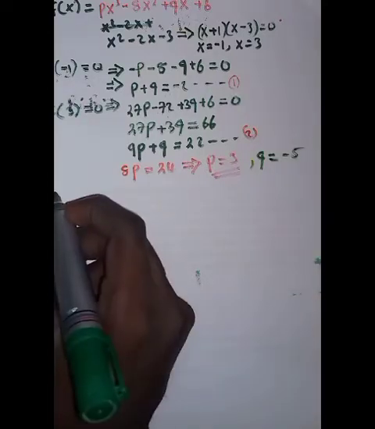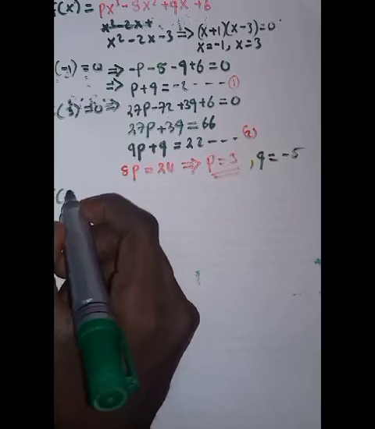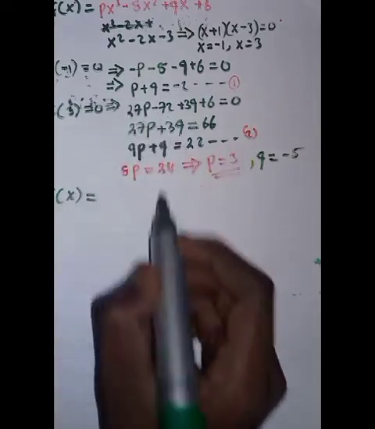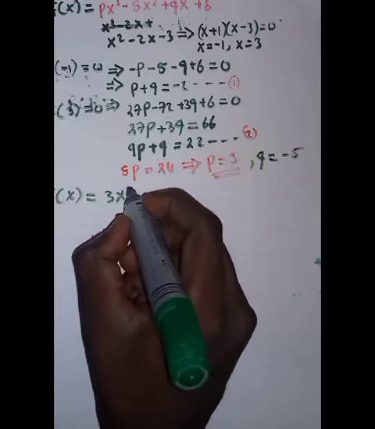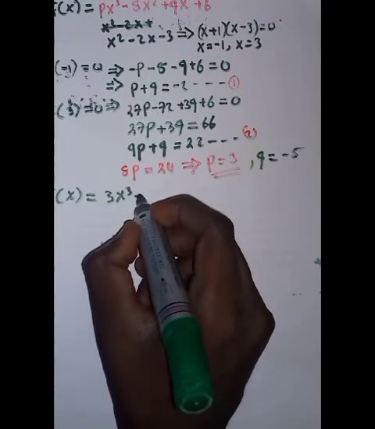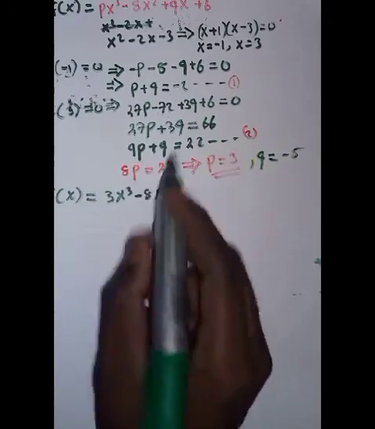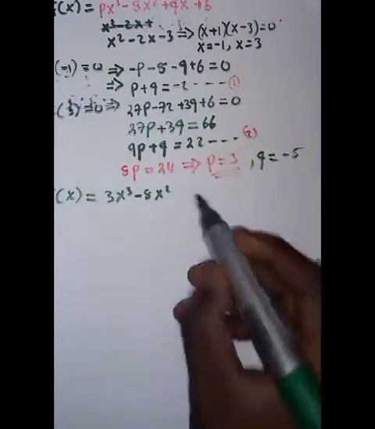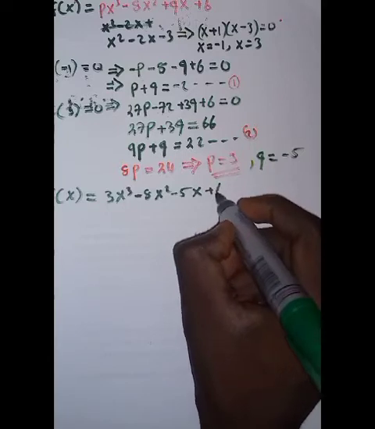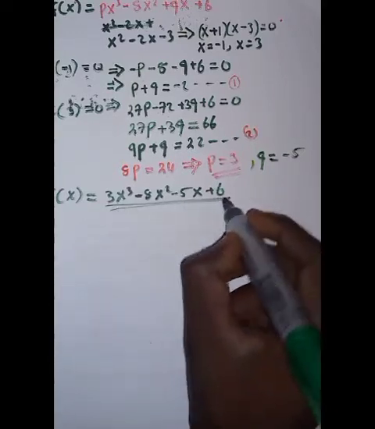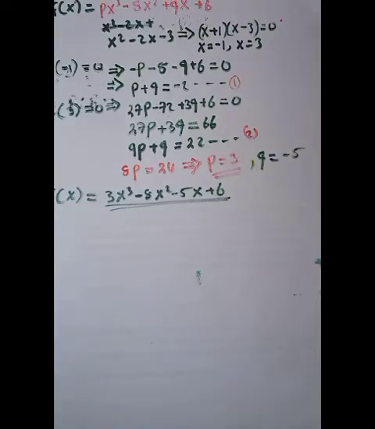That therefore implies our polynomial f of x can now be written in terms of p and q. What is p? 3x cubed minus 8x squared. Then our q is -5, so we're going to have -5x plus 6. So this is now going to be our polynomial. Then the second part wants us to factorize f of x completely.